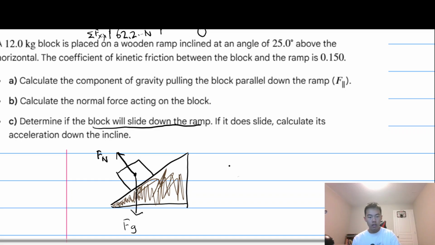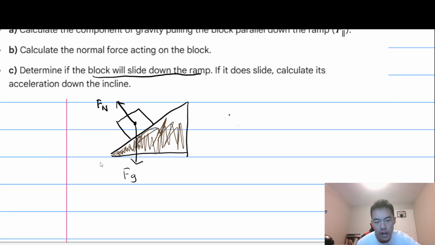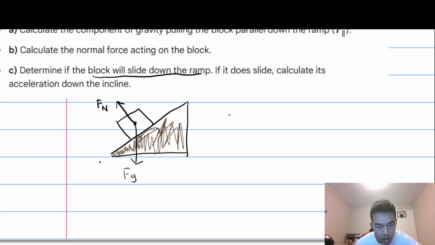And force of gravity is going this way, but we can split gravity into its perpendicular and parallel components, because gravity's going down this way, but that's not easy for us to think about because it's on a ramp, right? Gravity is actually pulling the block. There's one parallel to the ramp.